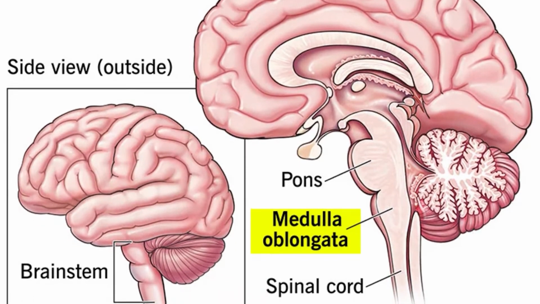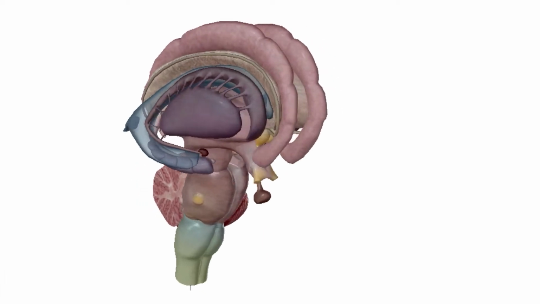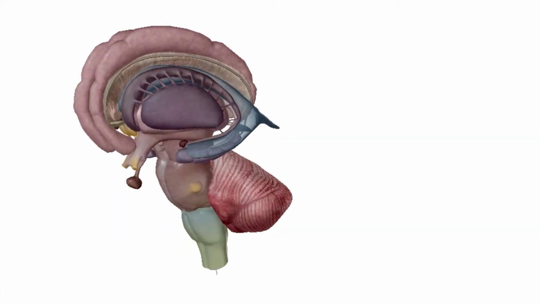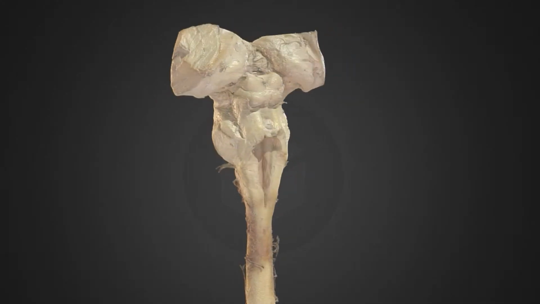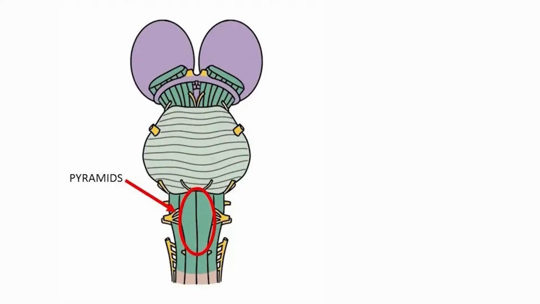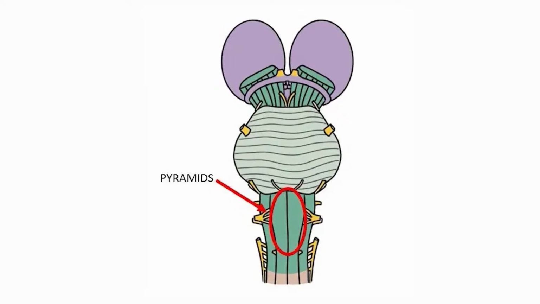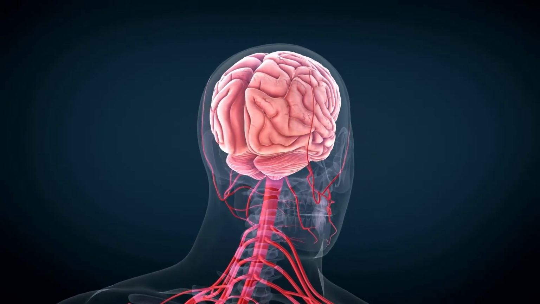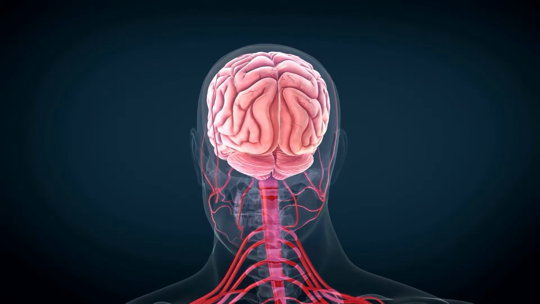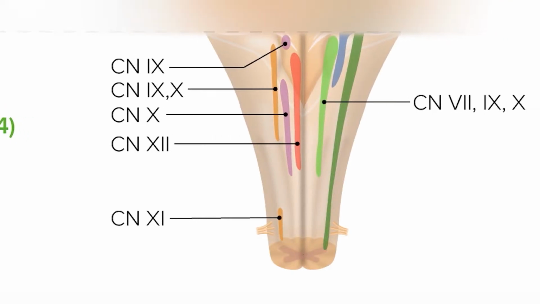Medulla oblongata. Located closest to the spinal cord, the medulla oblongata is the most inferior part of the brainstem. It regulates several vital and involuntary functions, such as heartbeat, blood pressure, and respiration. Any significant damage to this region can be life-threatening. It also contains the pyramids, which are two elongated ridges on its anterior surface where motor fibers cross over, or decussate. This decussation is why each hemisphere of the brain controls the opposite side of the body. The medulla also houses nuclei for cranial nerves 8 through 12.